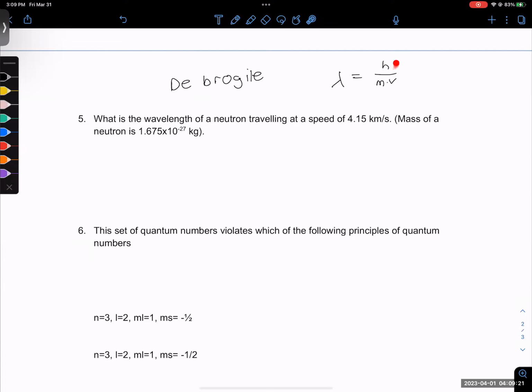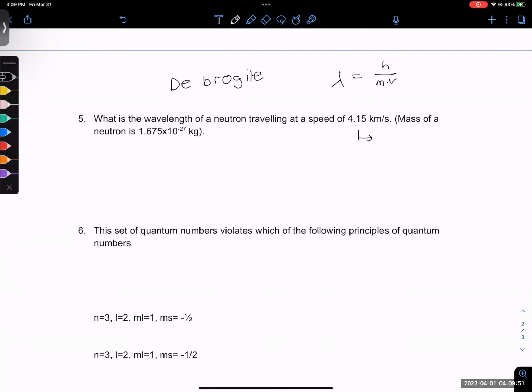So we realize that we have a really, really small value here, and we're really, really large here. Yeah, so our wavelength is super small. And we can go ahead and figure out the answer to this problem because we know velocity, we have the mass, and we know that Planck's constant is, well, it's a constant, right? So we know that. So make sure everything's in the right units.